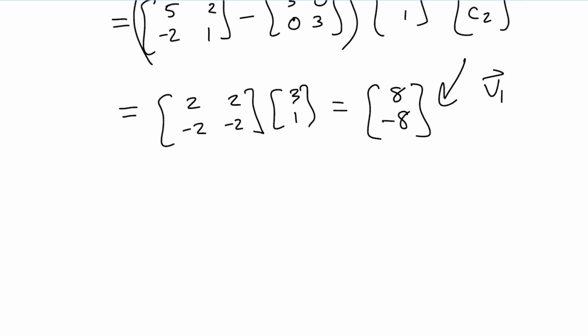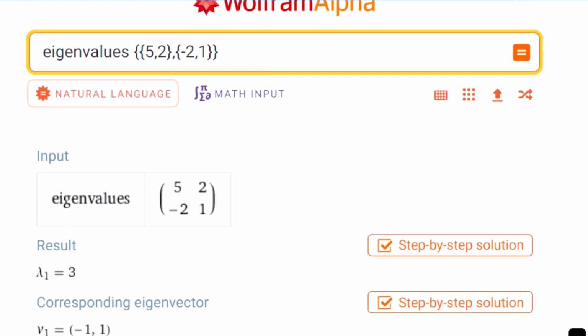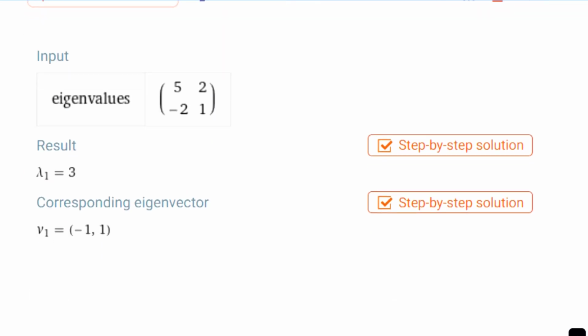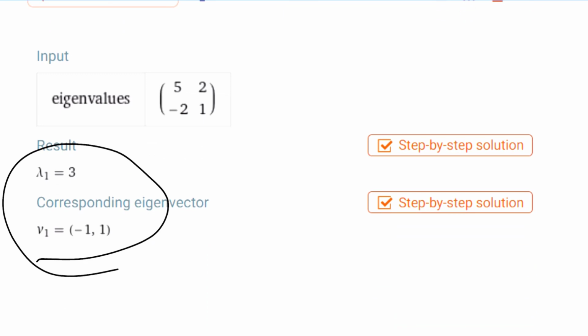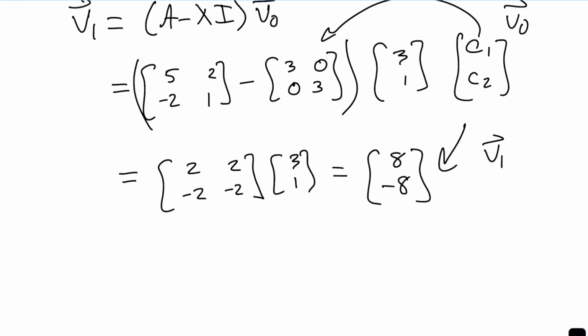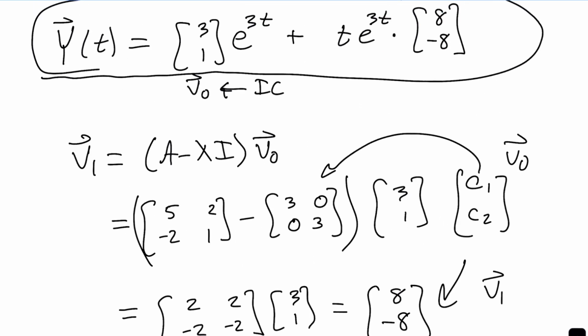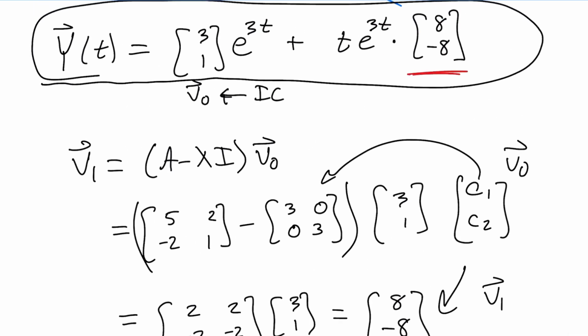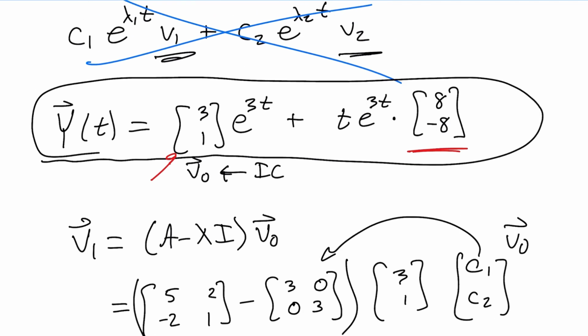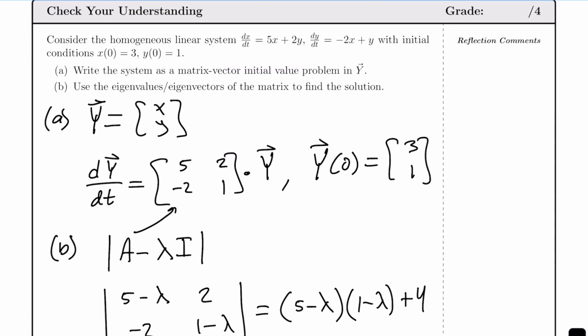Just to point out what would happen, if you had put this into Wolfram Alpha and asked it for the eigenvalues, you'd see you're only getting the 3 and then the negative 1, 1 as the eigenvector, or I guess you could call this 1, negative 1. And what's interesting is you can see here, this 8, negative 8 is a multiple of that 1, negative 1 eigenvector. So this process usually gives you a vector in the direction of the eigenvector, and the other term will be in the direction of the initial condition.